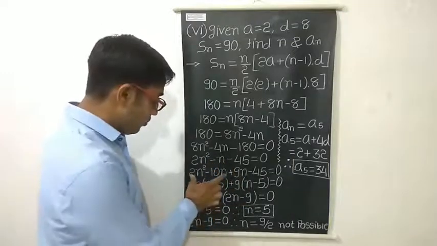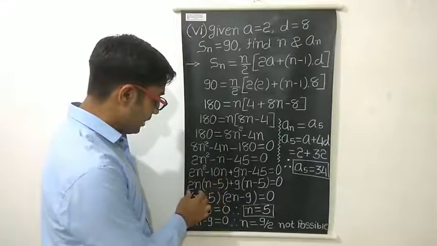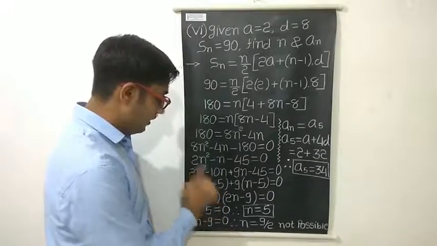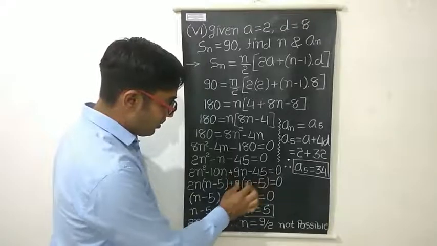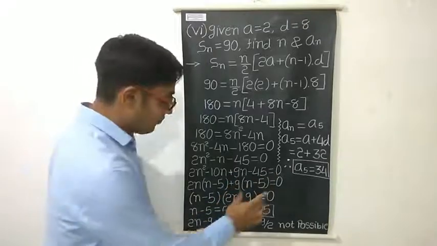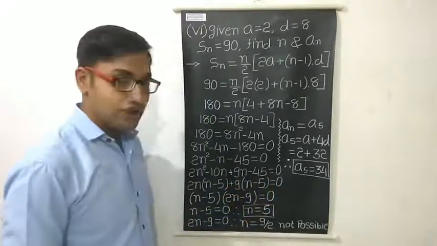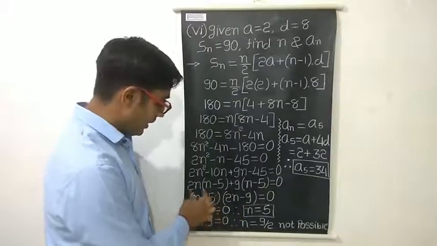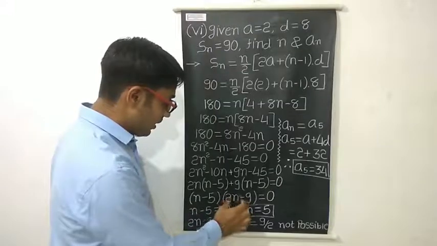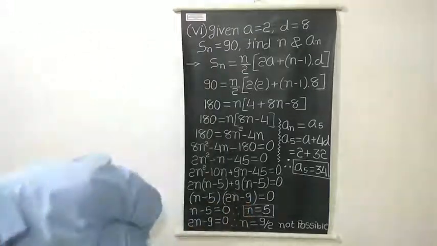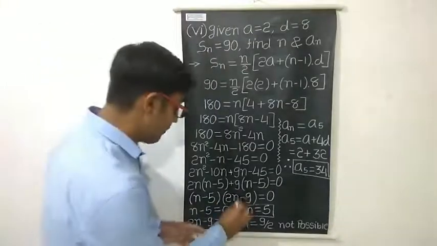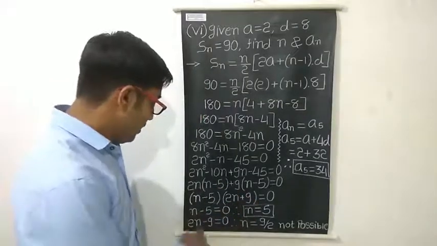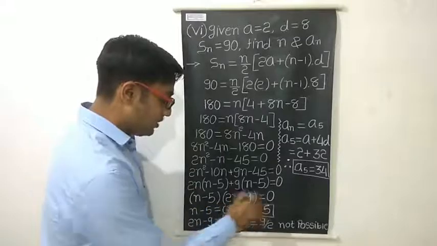Right. Now take the common from both these terms. We will get 2n as common. What will remain in the bracket? Here n and here 5. From the other two terms we can take 9 as common. Here what will remain? n minus 5. Both the brackets are common, so it will be put in one bracket, and 2n plus 9 we put into the other bracket. Right? 2n plus 9. Okay, so now compare both the brackets with 0.